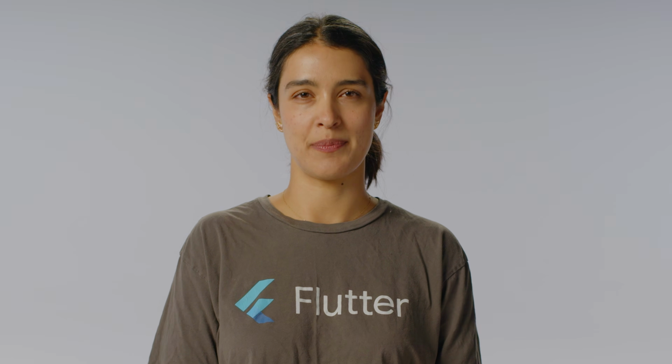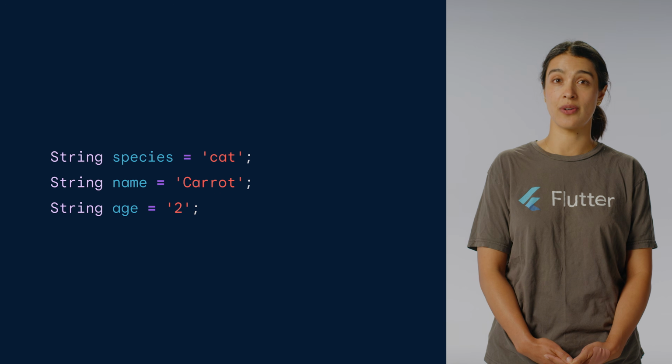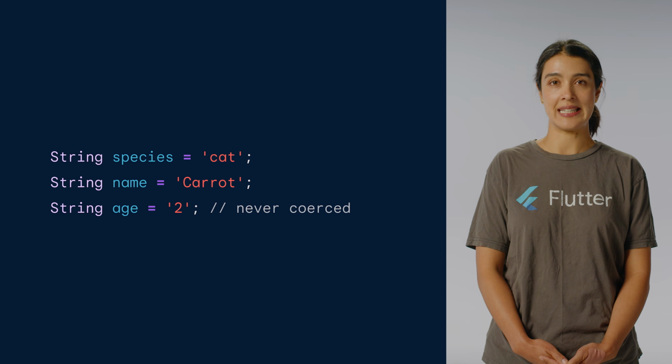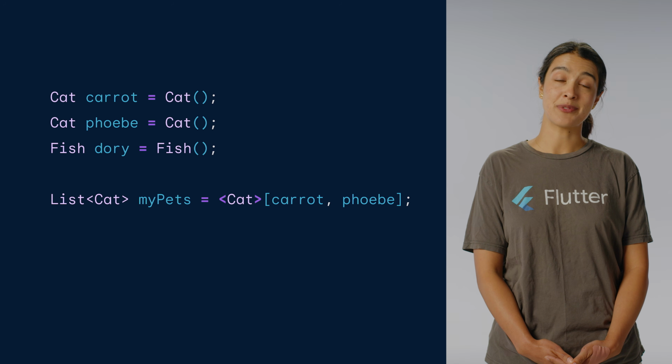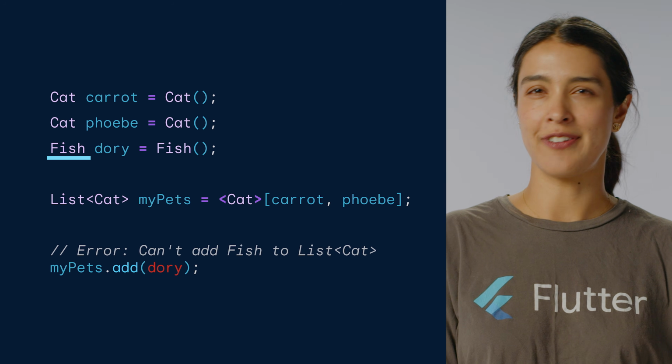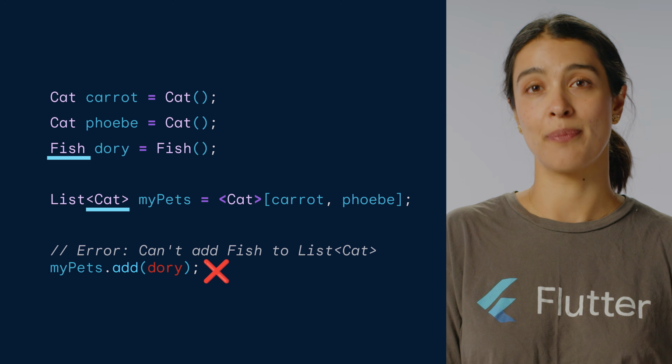All this behavior is wrapped up in a sound static type system. If the type checker tells you a variable is a string, that's a guarantee, even at runtime. And if you make a mistake, the type checker lets you know. You can't add a fish to your list of cats, even if it's called my pets.